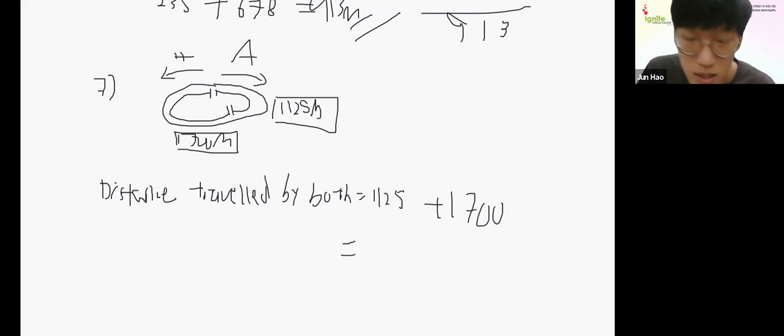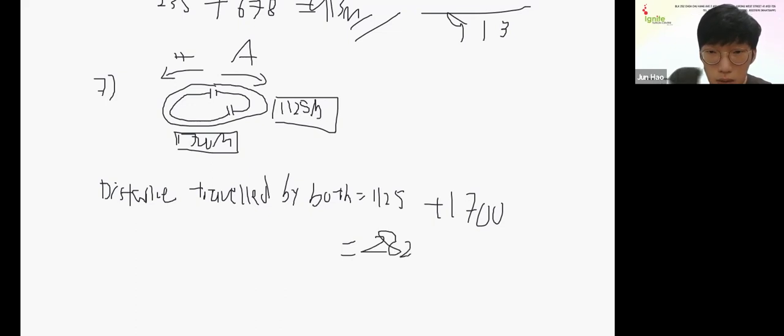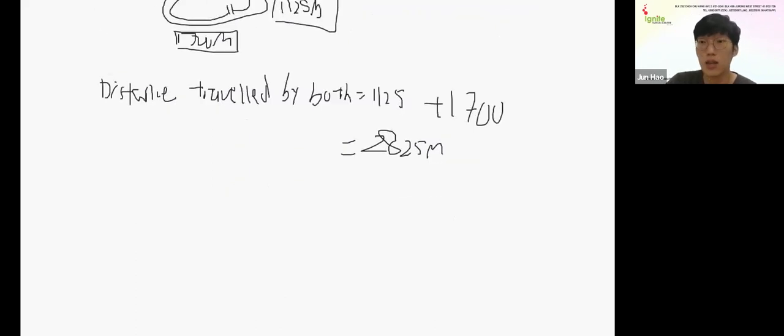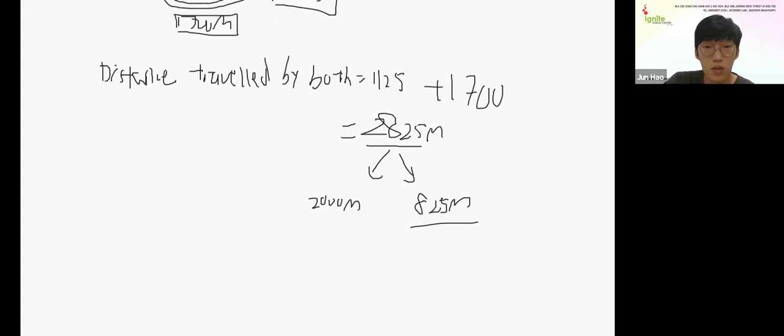Okay, did you get the answer already? Okay, so if you add them all up, you will get 2,825 meters. Okay, remember the question they asked you, what is the length of the circular track in kilometers and meters? So remember, we have to convert this. We'll split it up first: 2,000 meters here and 825 meters.